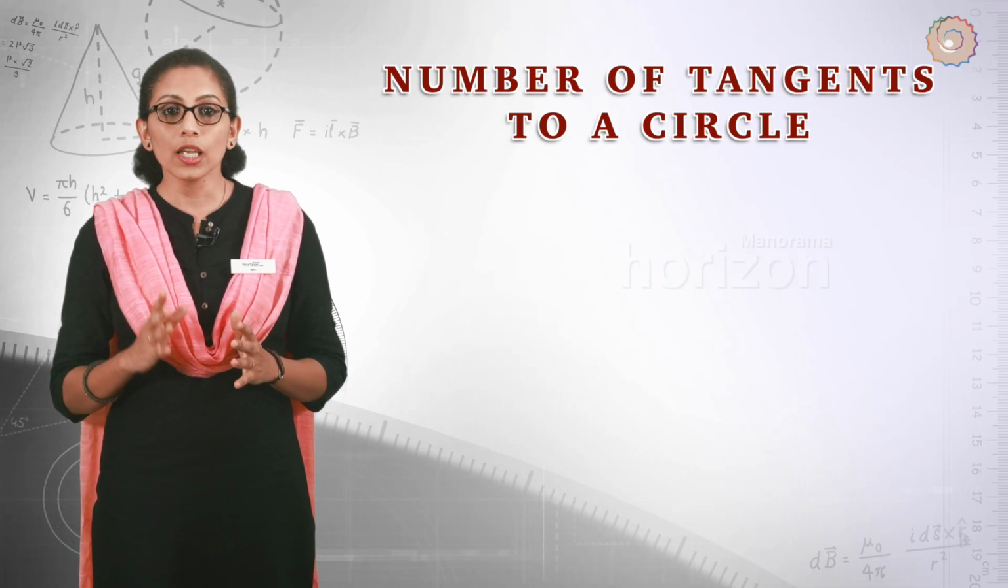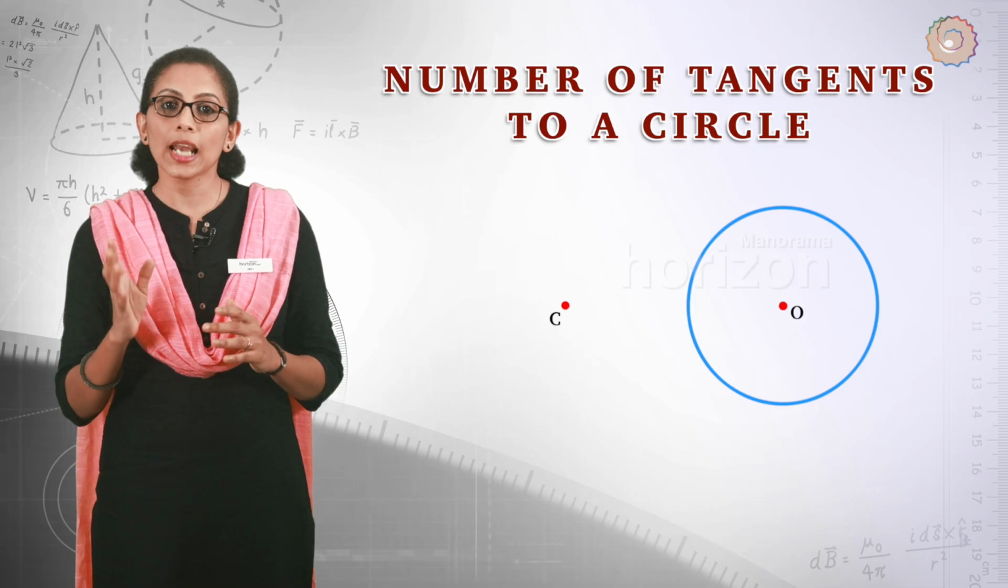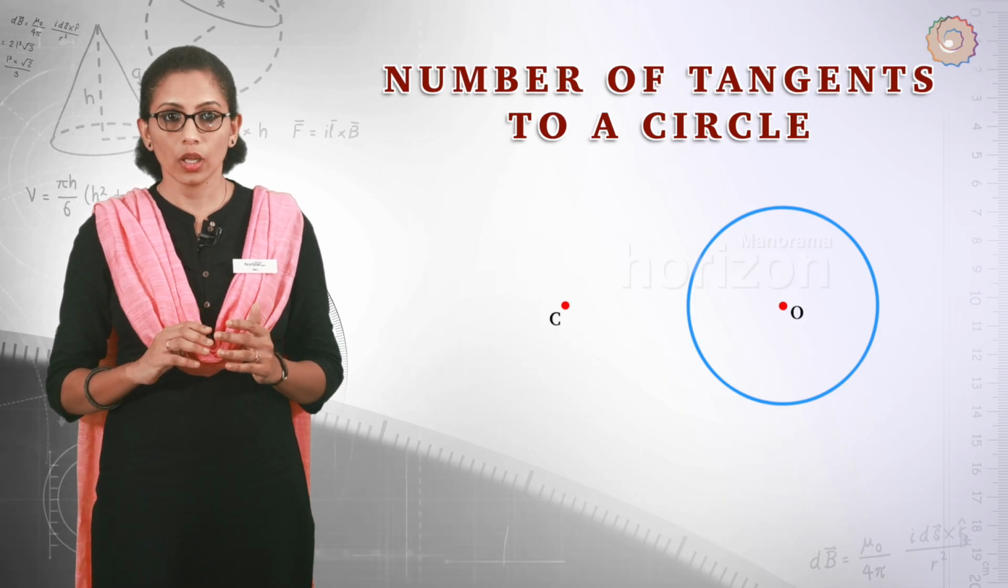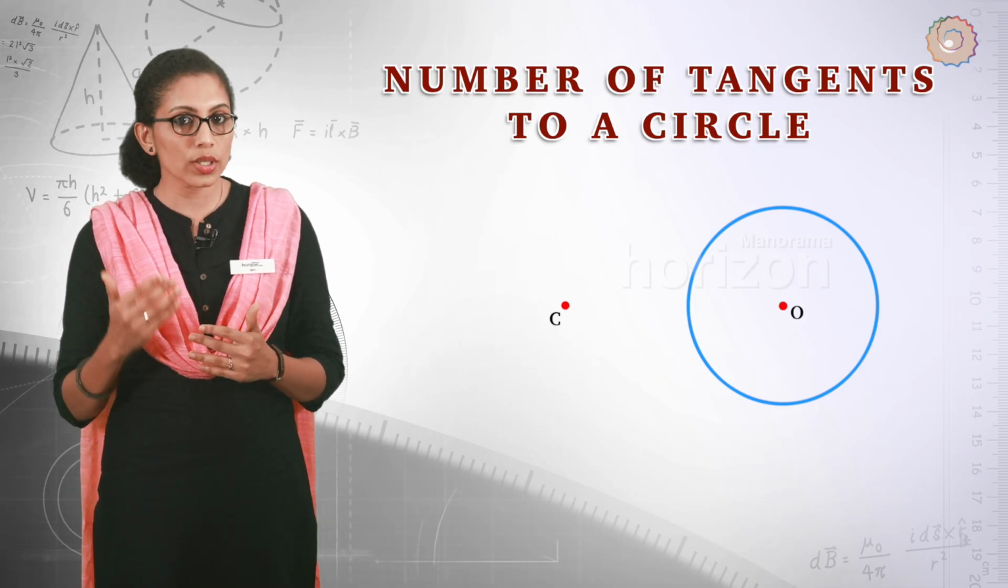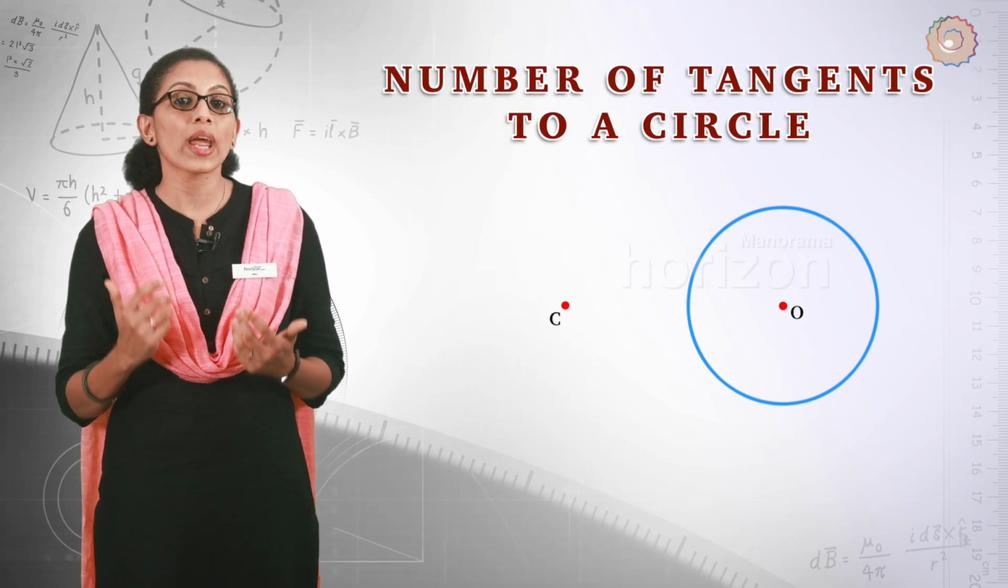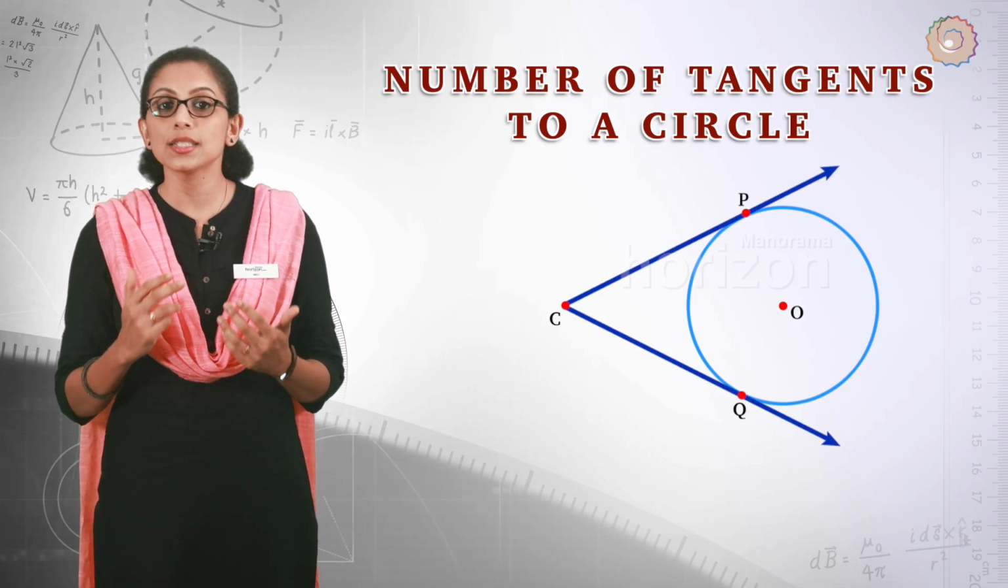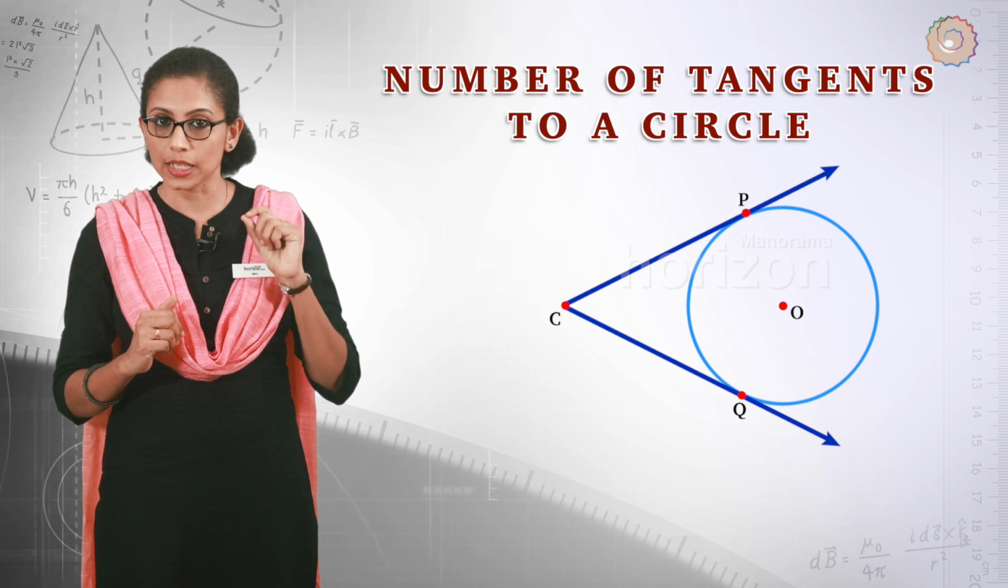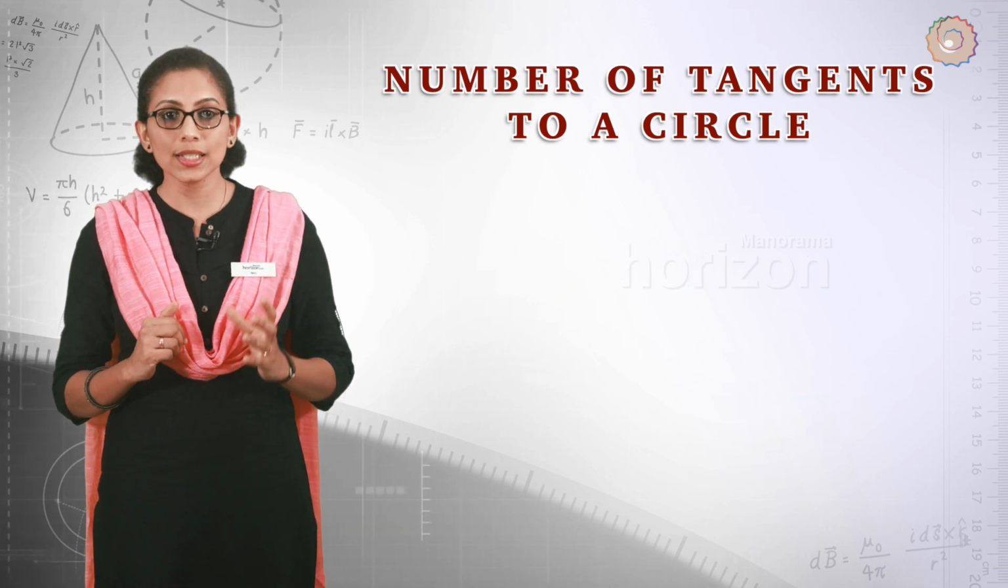What is case 3? Consider the point C lies outside the circle. Now try to draw tangents to the circle from point C. What do you observe? You will find that you can draw exactly 2 tangents to the circle through point C. So we can summarize these facts.